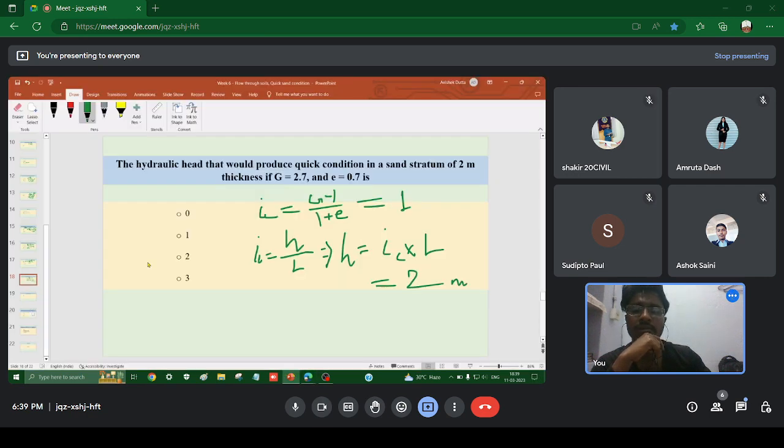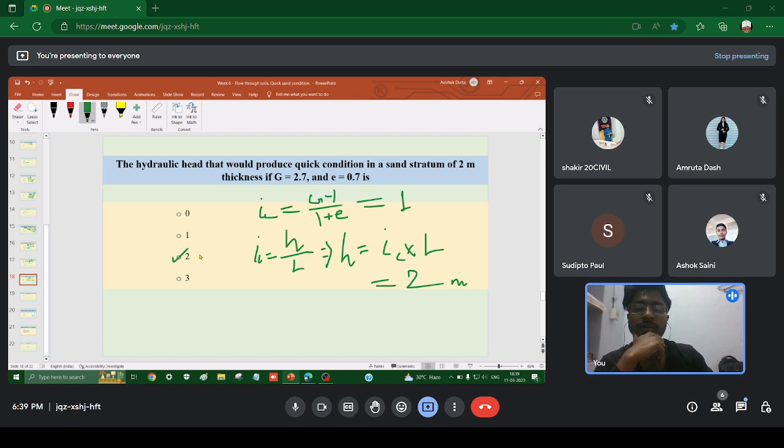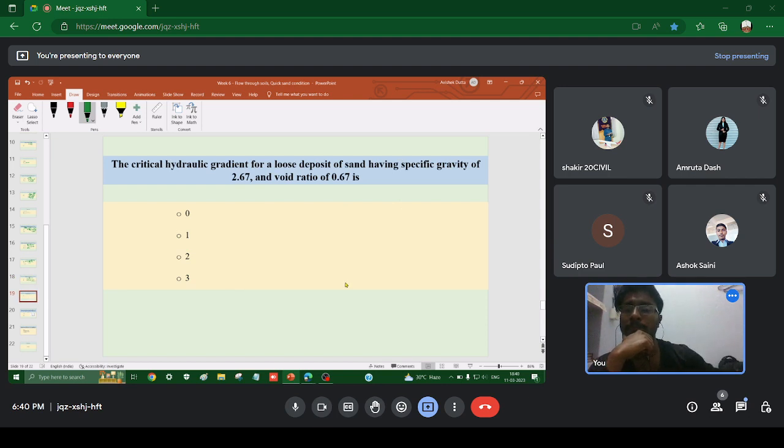Clear, everyone? The question is, how to find out the hydraulic head? Simple. Multiply the critical hydraulic gradient with the thickness of the stratum or with the length of the fluid flow. Okay, we'll find out the hydraulic head causing the flow. Next question. The critical hydraulic gradient for a loose deposit of sand having specific gravity 2.67 and void ratio 0.67. Very easy question. What is the answer?